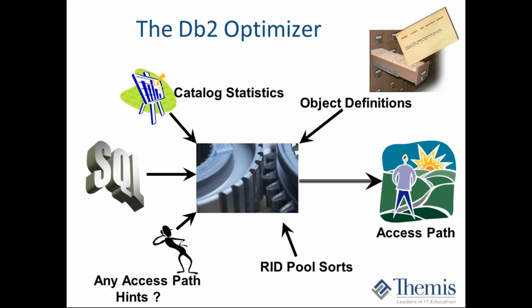There are a couple of other areas here that we don't really get into much in this. We can override the optimizer and say, this is the index I want you to use, and this is the join type and all those specifics, by using hints. In the Oracle world, we can put hints in the actual SQL statement. We cannot do that in DB2.